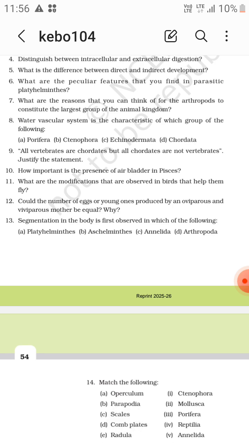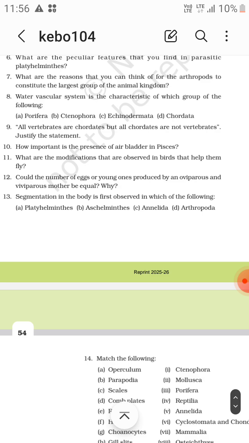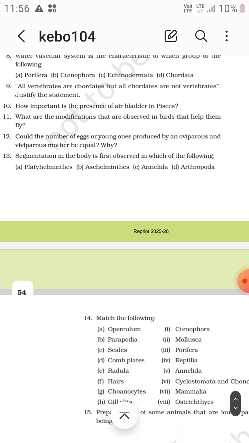Anyways, what are the modifications that are observed in birds that help them fly? They have hollow bones. Could the number of eggs or young ones produced by an oviparous and a viviparous mother be equal? Why? Segmentation in the body is first observed in which of the following? Platyhelminthes, Aschelminthes, Annelida or Arthropoda. So segmentation firstly occurs in which phylum? I think it's Arthropoda, right?